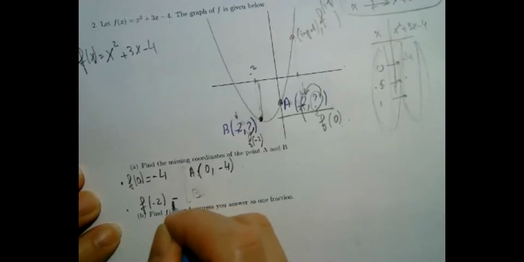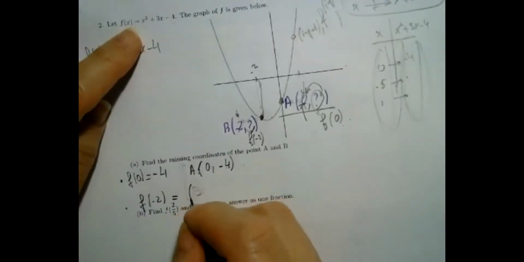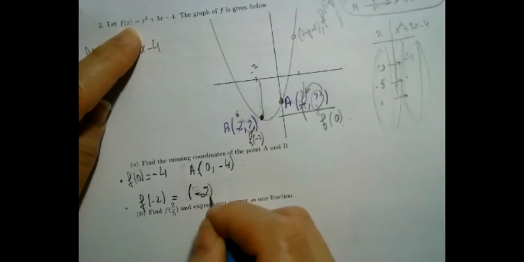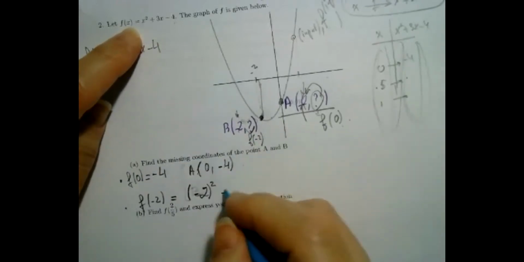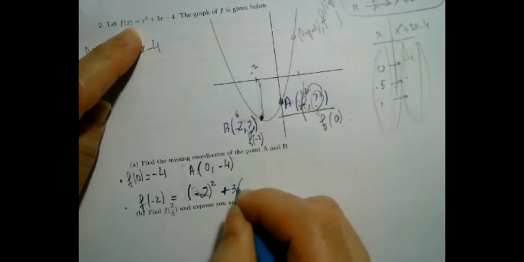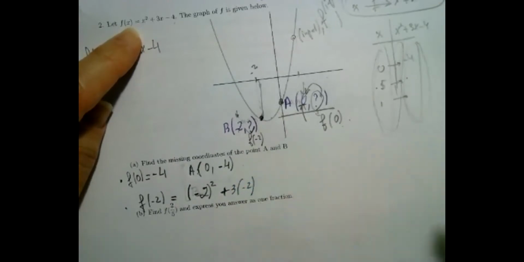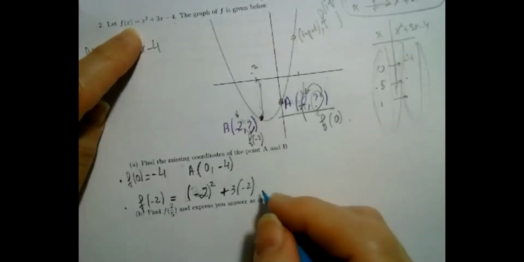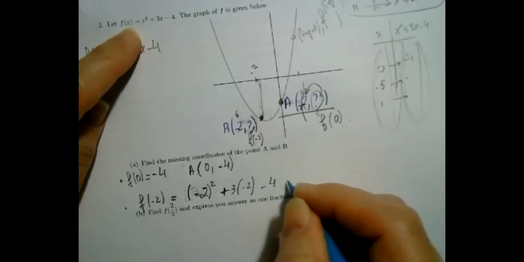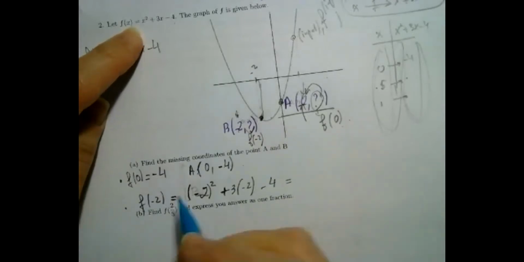F of -2 is equal to -2 squared. I'm plugging into the equation of the function, plus... Would it be -14? What? Sorry, go ahead. Would it be -14? I actually did not compute it. Let me try it. Let me check it with you.